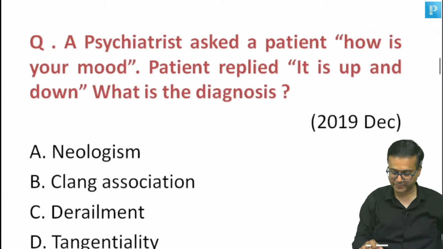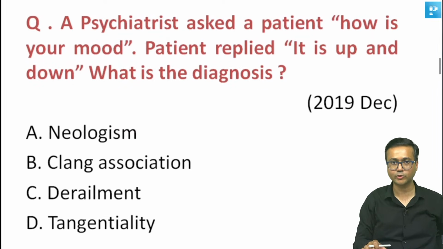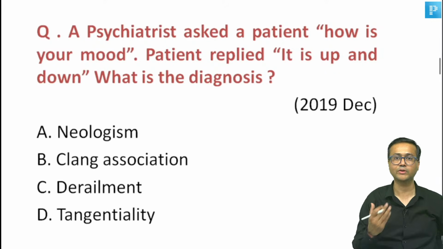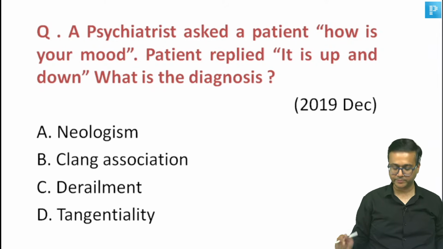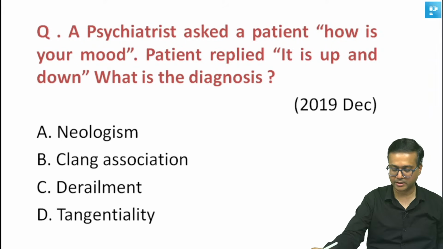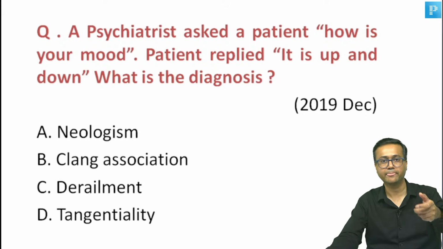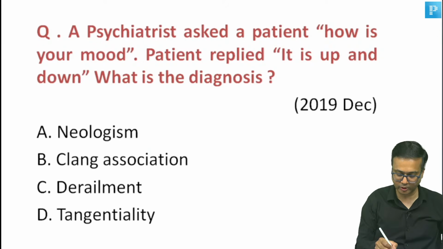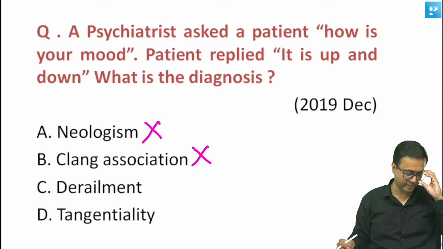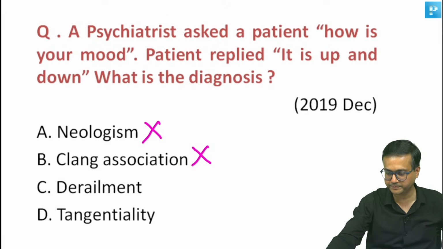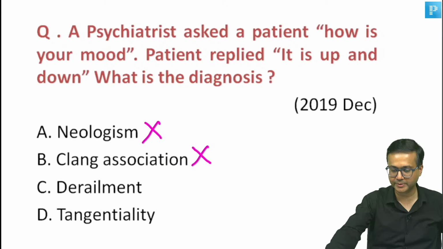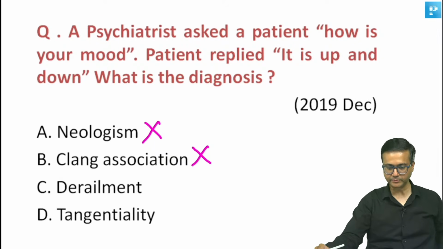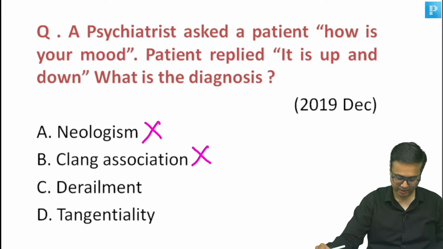Beta, see this question. This is one of the questions, beta, which was asked in your exam. Now just seeing this question will help you understand the meaning. So see, a psychiatrist asks a patient, how is your mood? The patient replies, it is up and down. Now you have to tell me what is the right answer. Let me ease out for you. It is not neologism now. There is no rhyming, so there is no clang association. Now you have to tell me, beta, answer is C or D. Tell me what is the right answer, beta. Is it C or D?